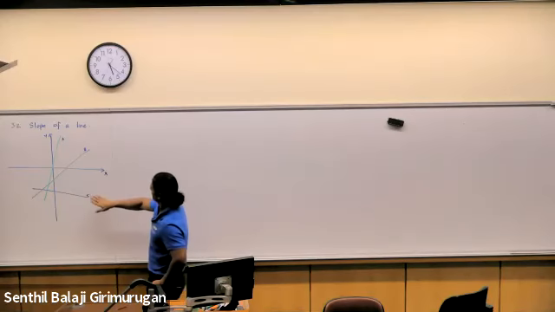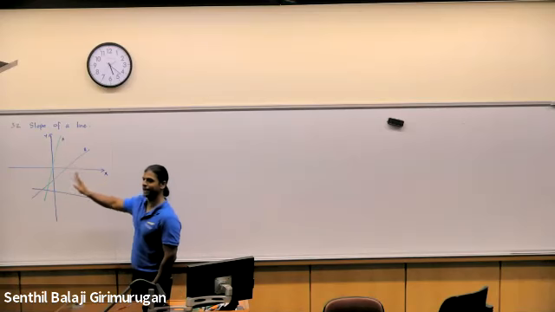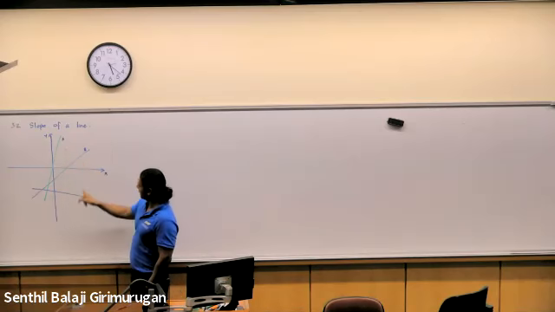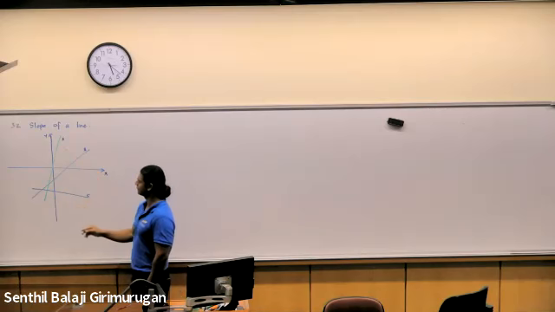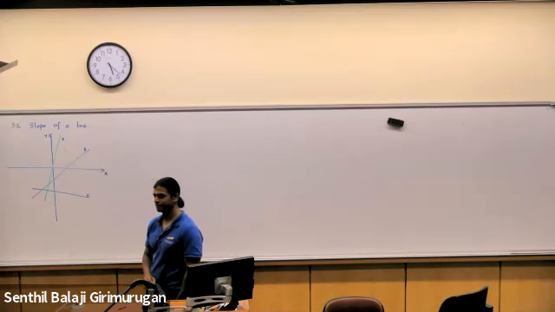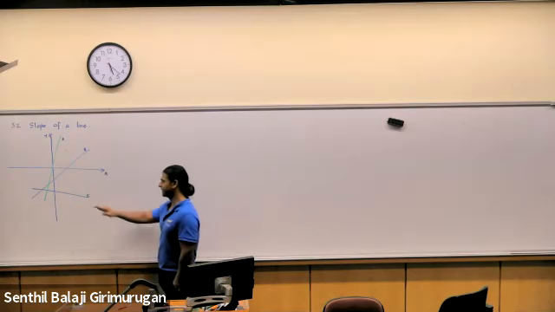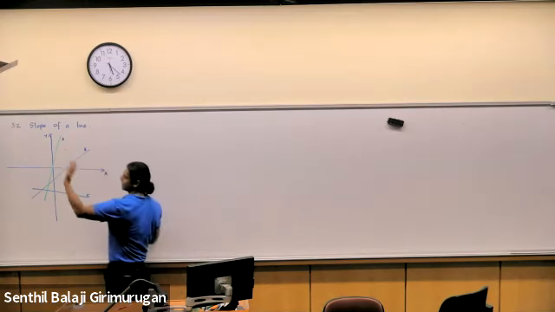Okay, so I drew three lines here, and then you have the axes. Line A, line B, and line C. Should have used a different color. So of the three lines, which line has the highest slope? A. What about the lowest slope? C. And B is somewhere right in the middle.